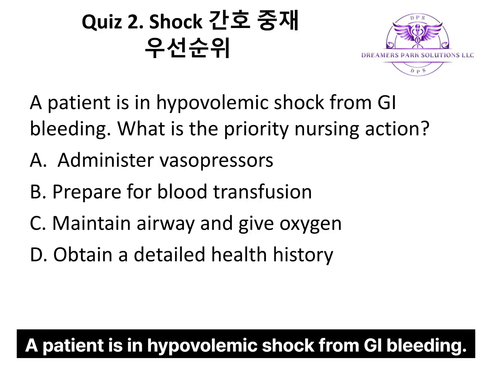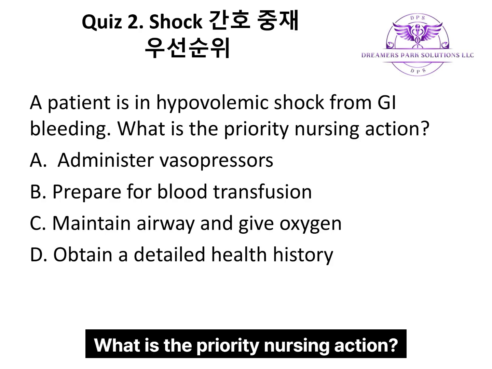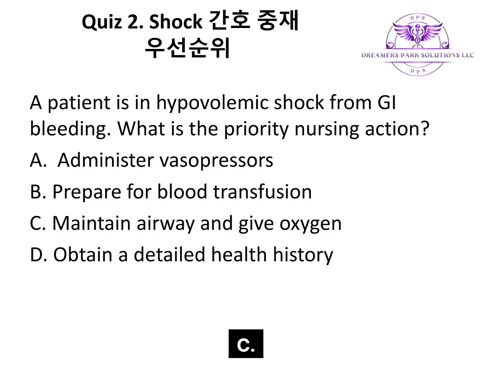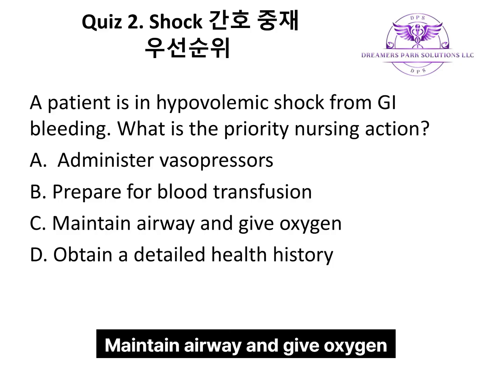A patient is in hypovolemic shock from GI bleeding. What is the priority nursing action? A. Administer vasopressors. B. Prepare for blood transfusion. C. Maintain airway and give oxygen. D. Obtain a detailed health history.